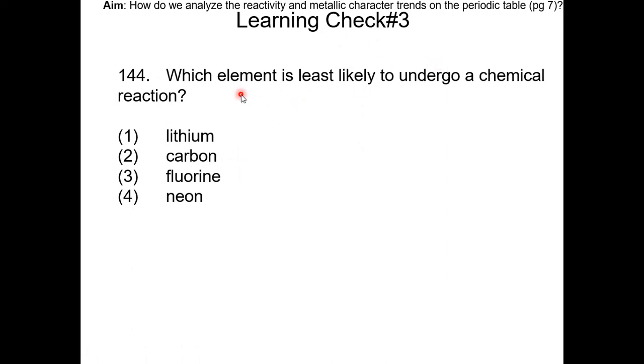Running check number 3. Which element is least likely to undergo a chemical reaction? Pause this video and resume once you have the answer. Okay, so the answer is 4, neon. That's a noble gas. Noble gases don't react.